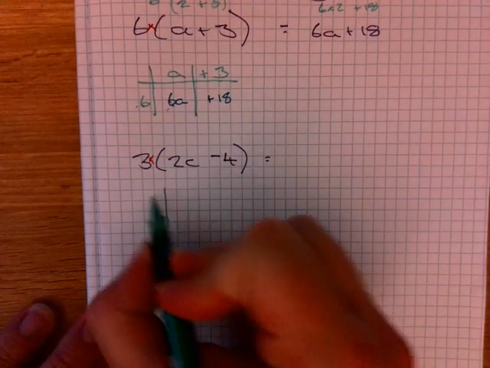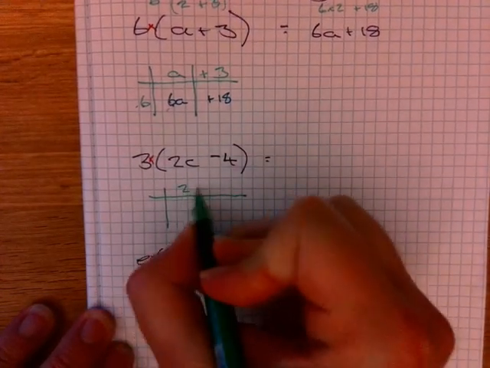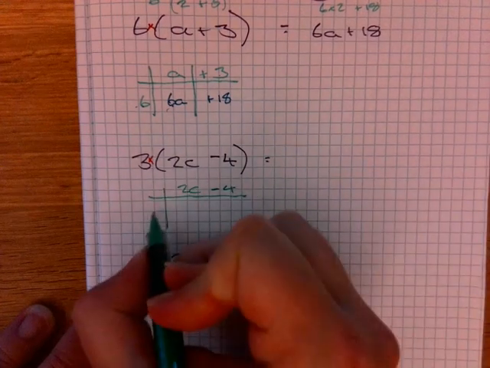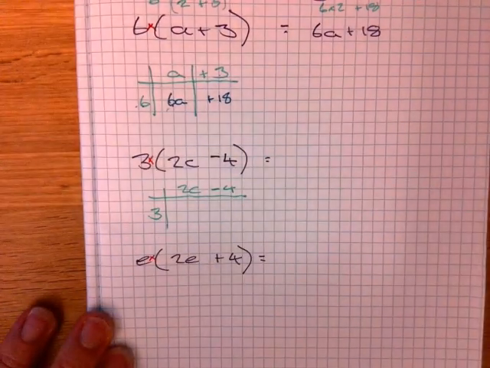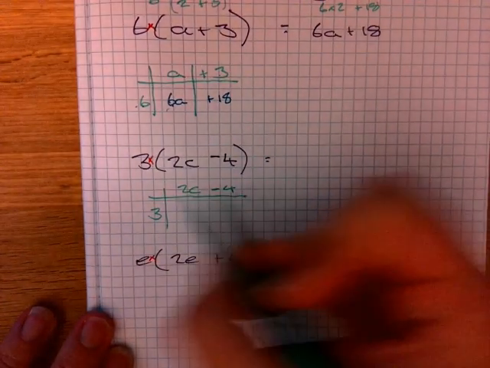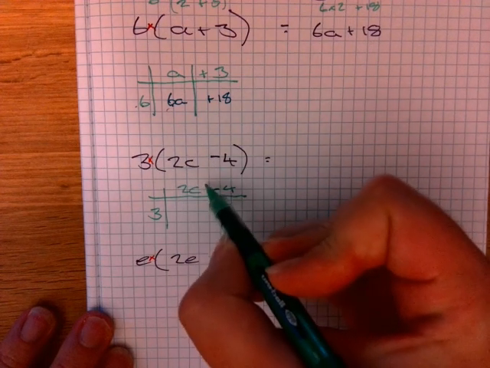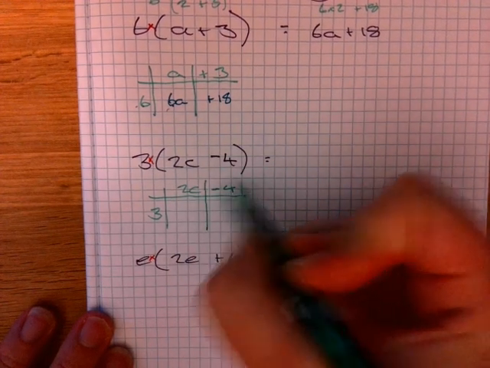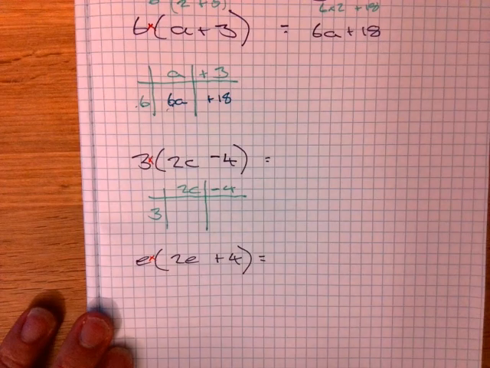Again, I'm going to do my grid method. The contents of the bracket along the top, the number outside the bracket down the side. And this time when we split the contents of the bracket, we've got our C term, which is 2C, and our number term, which is minus 4 this time.